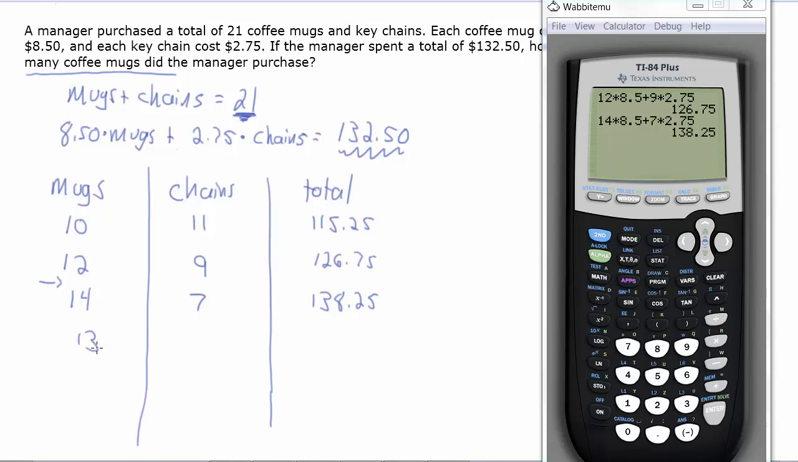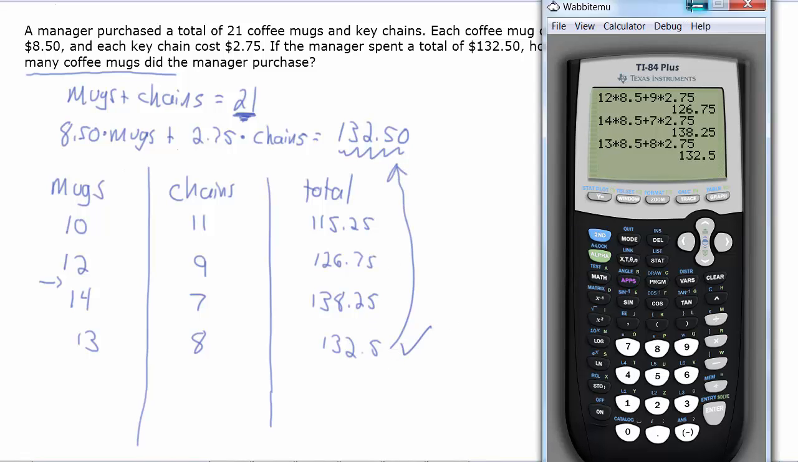So let's try 13 just to make sure. If there's 13 mugs, then there must be 8 keychains because they have to add up to 21 total. So 13 mugs times $8.50 per mug plus 8 chains times $2.75 per chain gives me a total of $132.50. That is the total amount that the manager spent, so that looks like it works out.